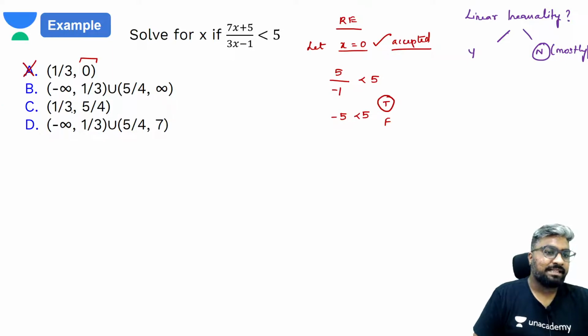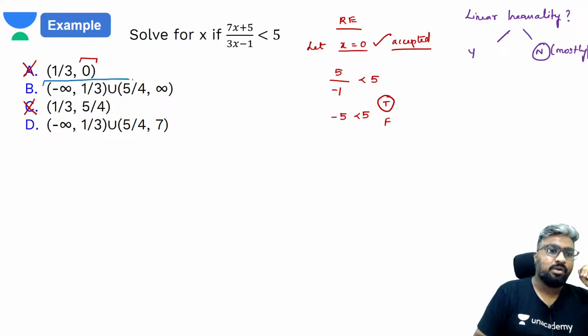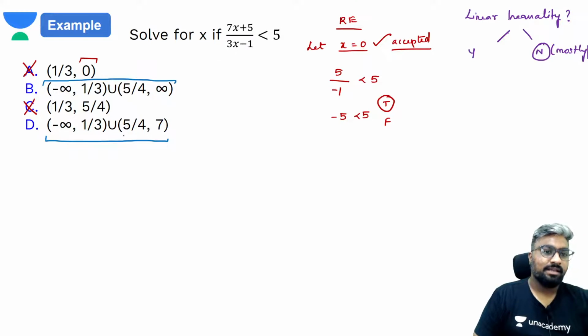Yahan pe 1 by 3 se leke 5 by 4, positive to positive value, 0 not included. Yahan pe 0 hai, yahan pe 0 hai. So with the help of one small assumption, apan ne 50% of the answer choices eliminate kar diye. Now look at these two answer choices and figure out which one to plug in. Kya value plug in kar sakte hain x ke liye? This thing goes from 5 by 4 to infinity. This thing goes from 5 by 4 to 7 alone.